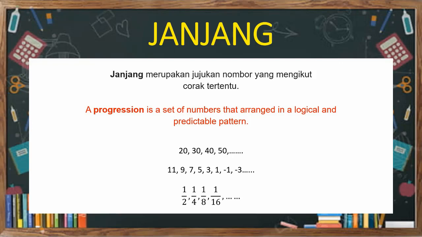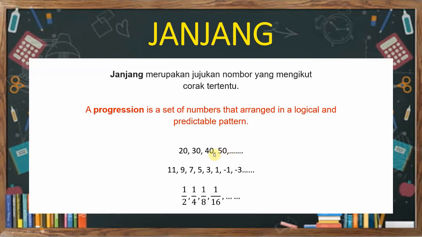Today we are going to look at what is progressions, or in BM, Janjang. Let's see what is Janjang. Janjang merupakan jujukan nombor yang mengikut corak tertentu. A progression is a set of numbers that arrange in a logical and predictable pattern. Please look at these three examples.